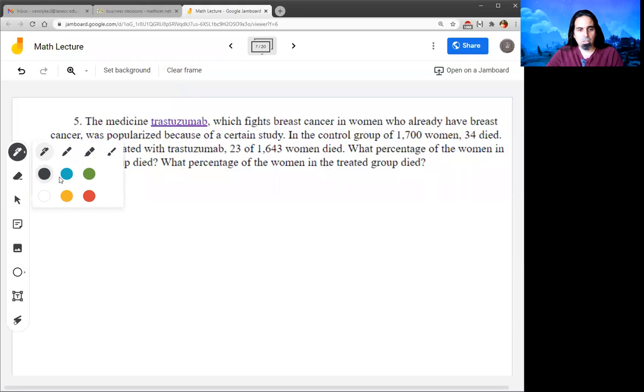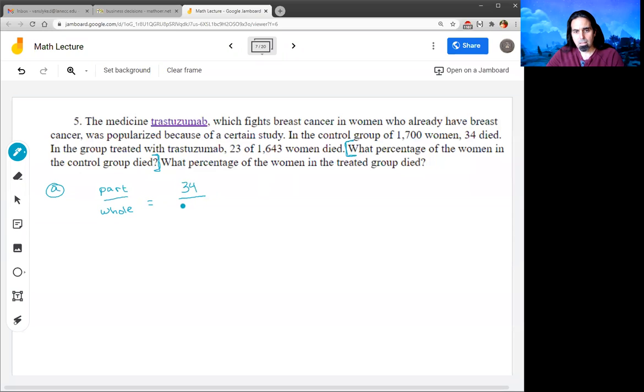So we have two questions here. One, what percentage of the women in the control group died? If we want a percent, we'll do part divided by whole. The part is the 34 out of 1,700. 34 divided by 1,700 is 0.02.